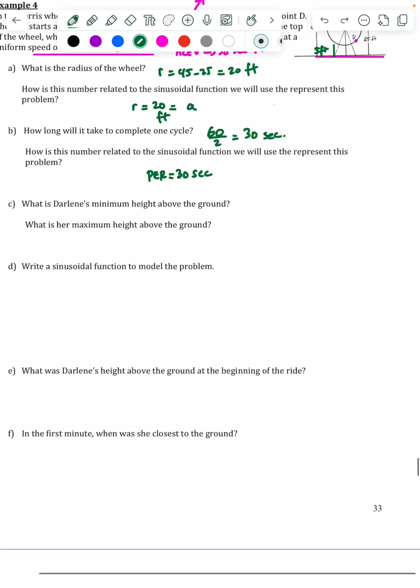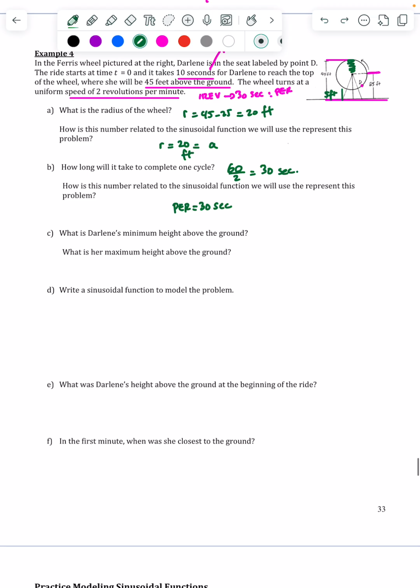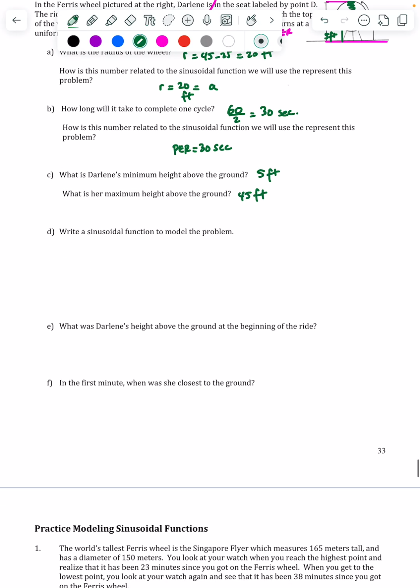So those are key pieces of information. What is Darlene's minimum height above the ground? So the minimum height, I just labeled this in green. That is 5 feet. What is the maximum height above the ground? We mentioned that earlier. That was given to us, in fact, 45 feet. Write a sinusoidal function to model. So I'm going to say height h of t equals, initially you start with a cosine, right? And remember, it's A cos B quantity t minus C close, and then plus D, right?